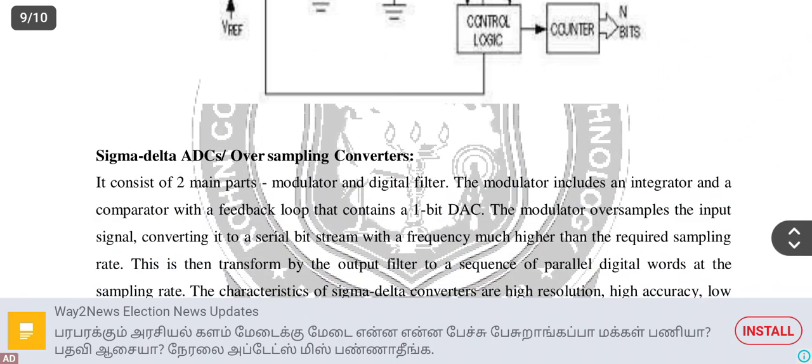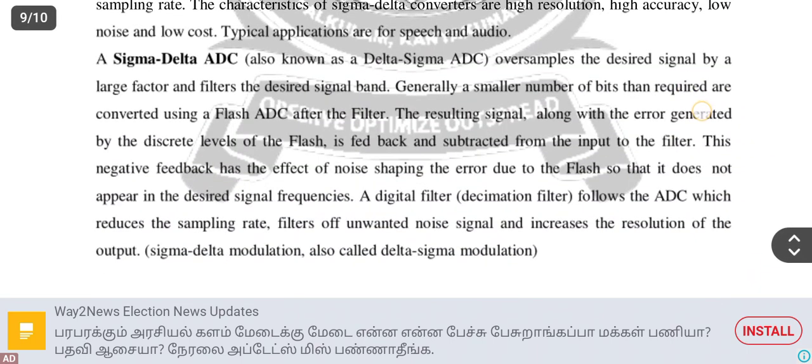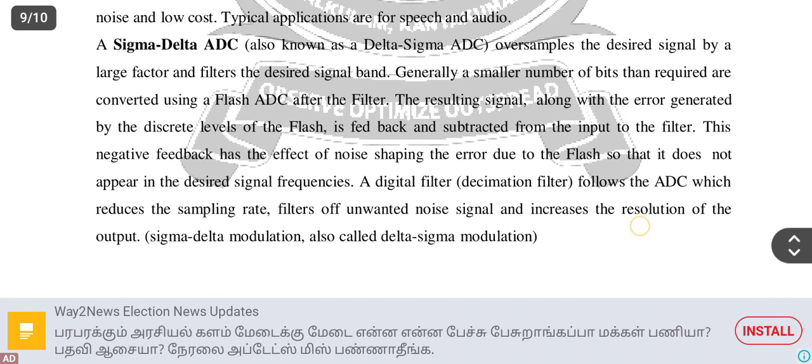Next one is sigma delta ADC or oversampling converter. It consists of two main parts, modulator as well as digital filter. The modulator includes an integrator and a comparator with a feedback loop and a one bit DAC. A sigma delta ADC, which is also called delta sigma ADC, oversamples the desired signal by a large factor and filters the desired signal band.